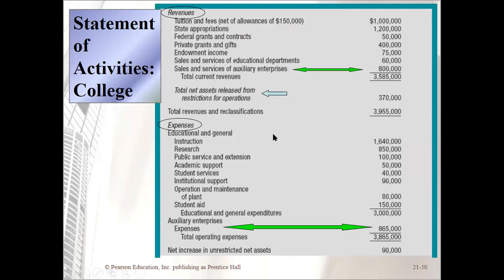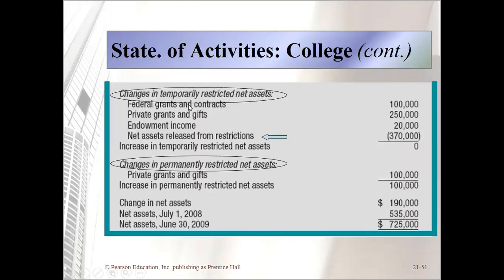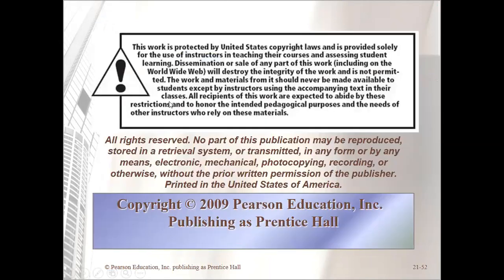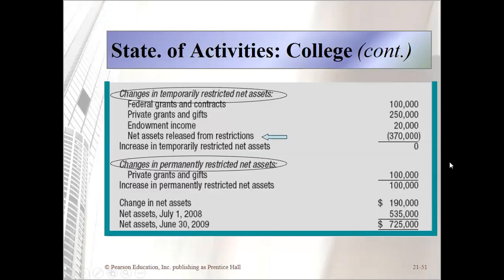So similarly with the other organizations, the statement of activities shows the net increase, the profit or loss, then the changes in both temporarily and permanently restricted net assets. Then that's it, that's the end of our presentation or report.